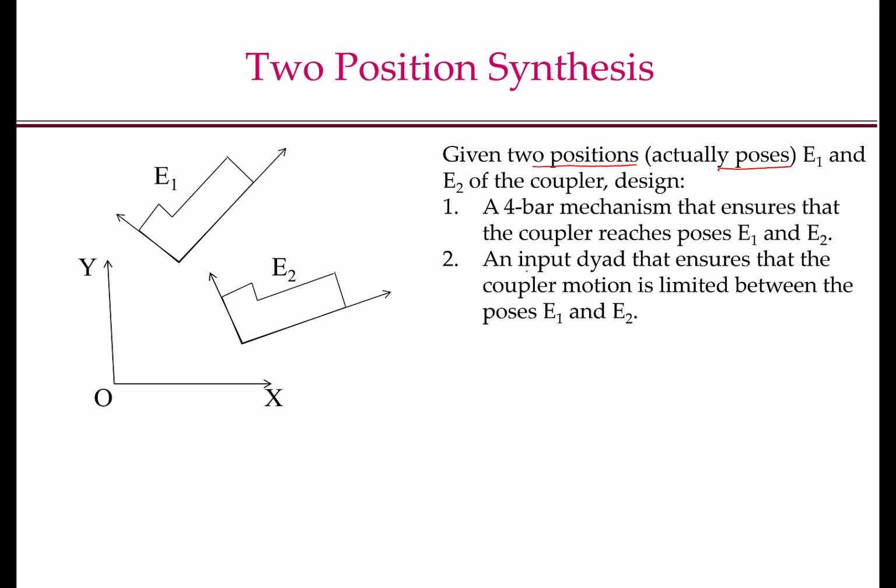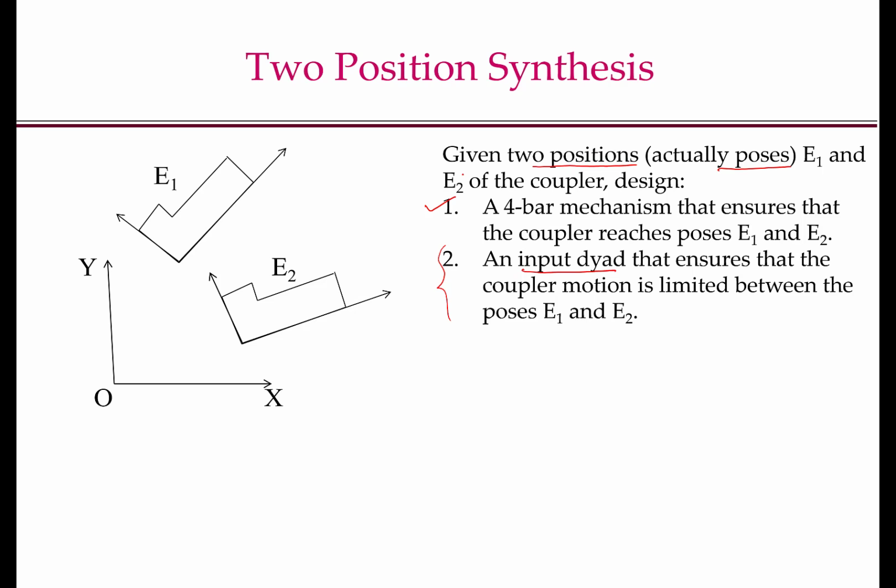And we also want to design an input dyad that ensures that the coupler motion is limited between the poses E1 and E2. If you recall, we have solved this same problem using graphical synthesis before. For graphical synthesis as well as for analytical synthesis, problem 2, the input dyad design problem, once problem 1 has been solved, is the same as the crank rocker mechanism synthesis problem that we had studied earlier. Therefore, we will focus on solving the first problem. And again, here the procedure that we will be using will mirror the graphical synthesis procedure closely.